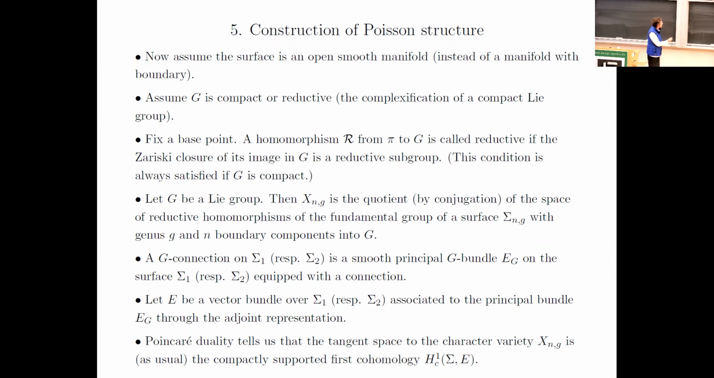And another definition, a G connection on sigma 1 is a smooth principal G bundle equipped with a connection. So E is a vector bundle over the surface, which is associated to the principal bundle. E sub G is a principal bundle, so E is a vector bundle that is associated using the adjoint representation. So Poincare duality tells us that the tangent space of the character variety is the compactly supported first cohomology of E, over sigma.